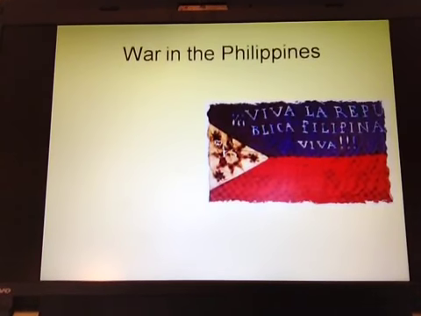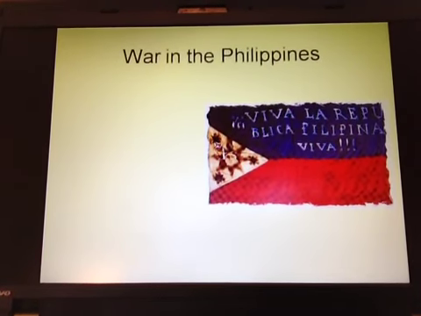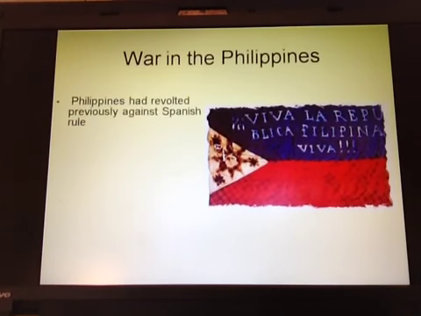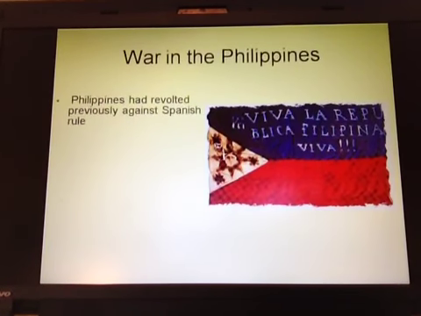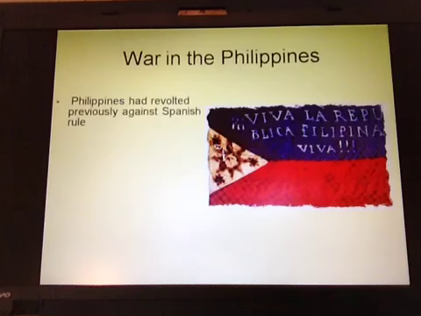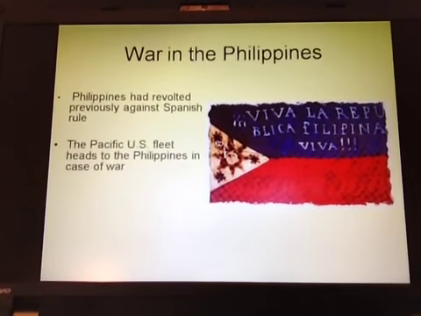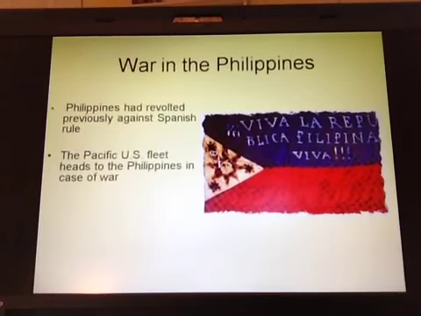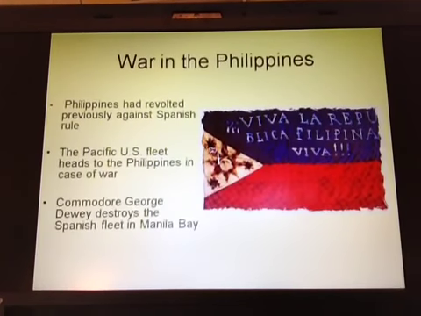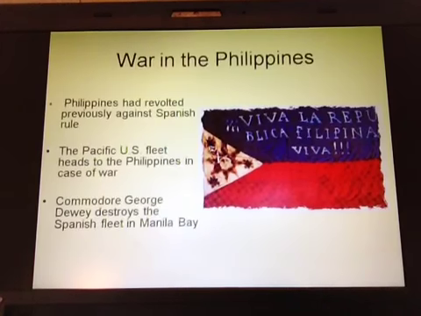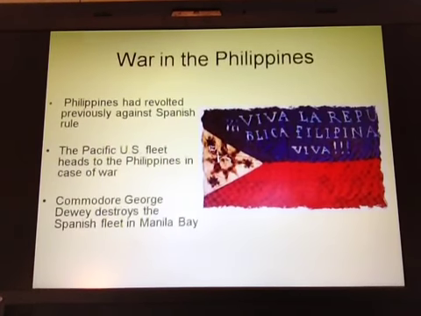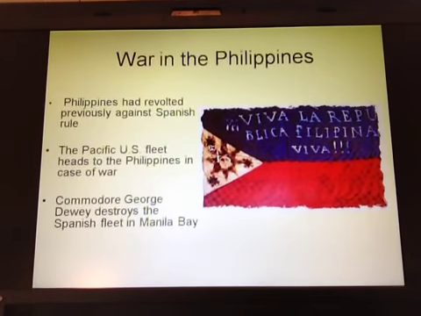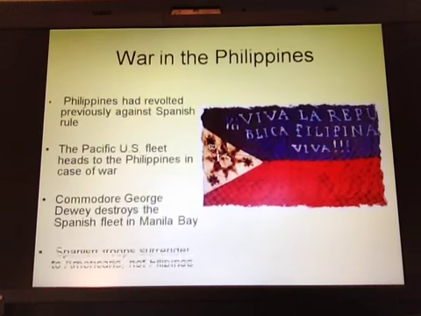War in the Philippines then begins, as well as war in Cuba. So there's two fronts on which this war is fought. In the Philippines, there had already been a revolt against Spanish rule, and so we were basically just joining them in an effort to cast off the Spanish. We sent our U.S. fleet towards the Philippines, and Commodore George Dewey destroys the Spanish fleet in Manila Bay. Manila was the major harbor there in the Philippines. And so we quite handily win in the Philippines.